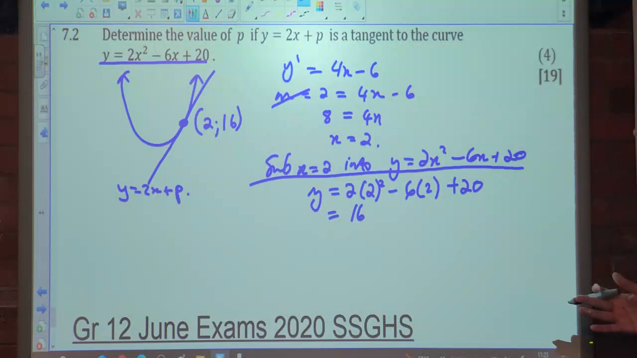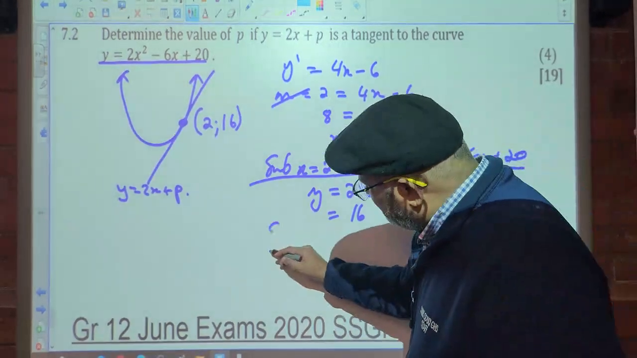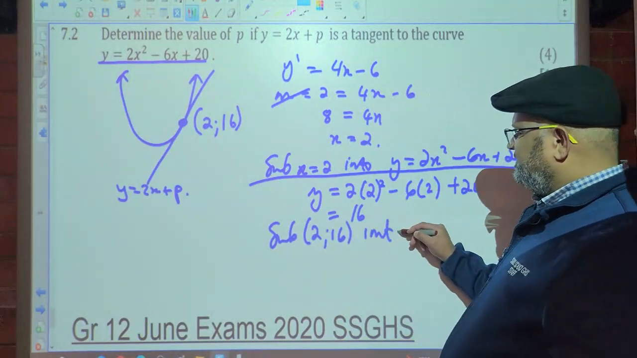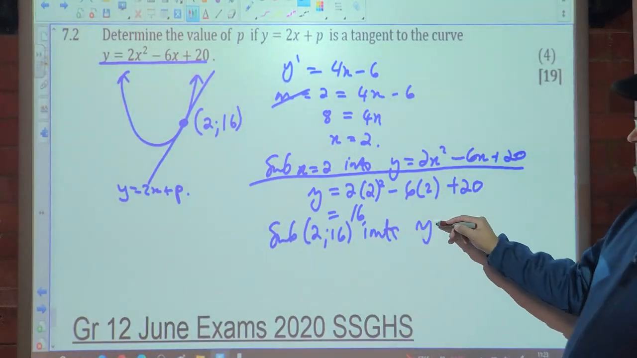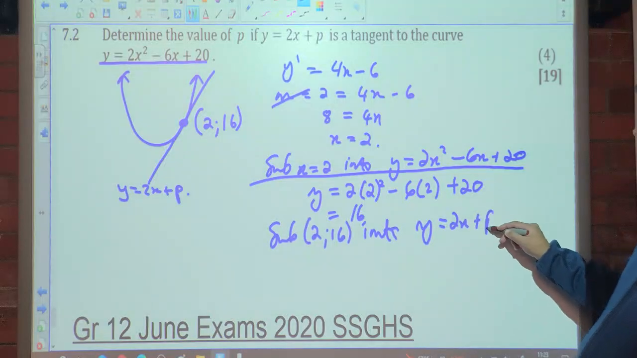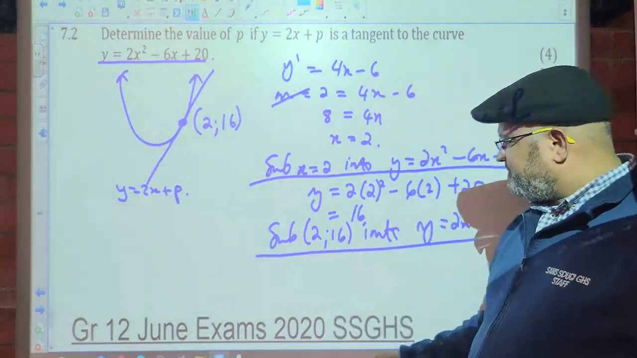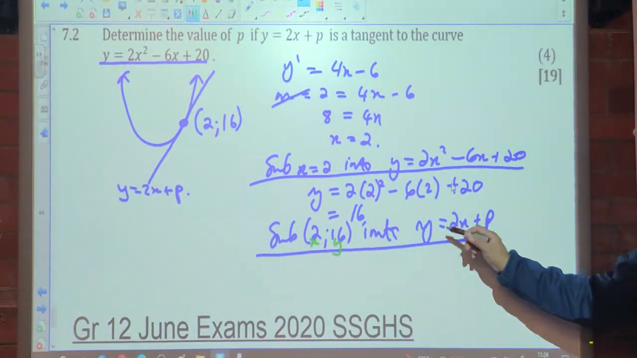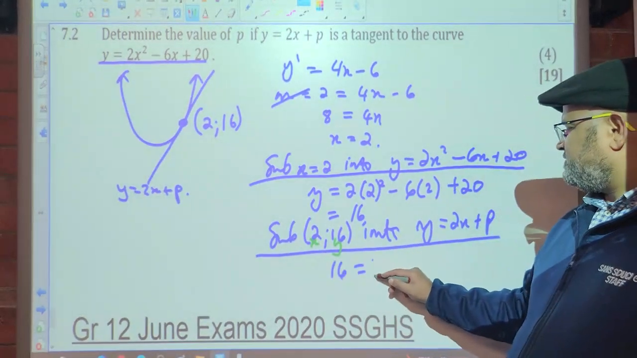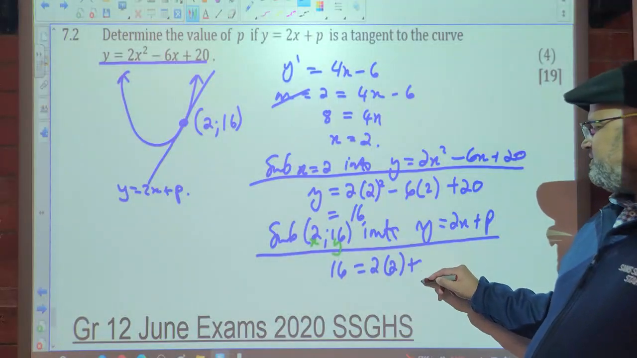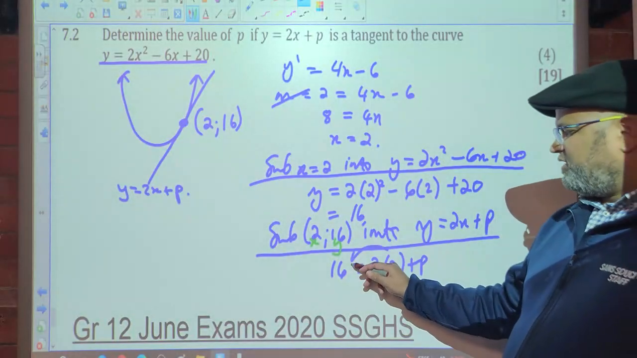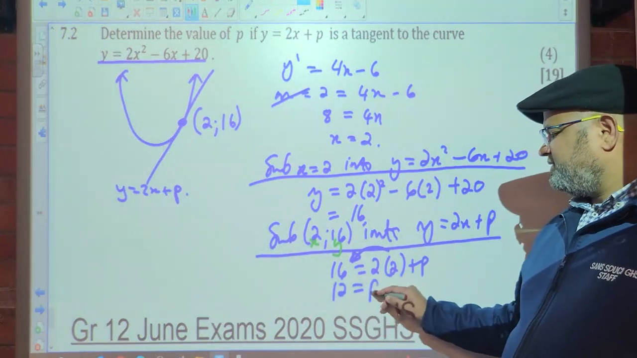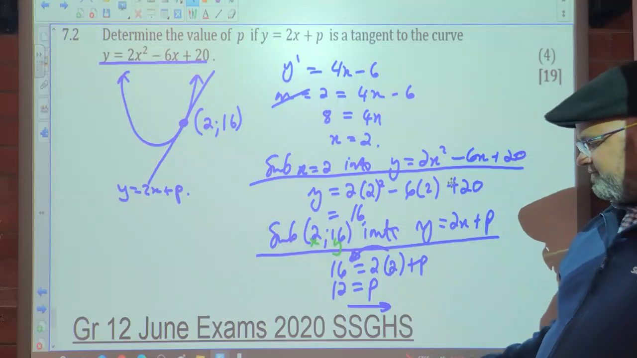Now we can calculate p. What do you want to do now? We're going to substitute 2 and 16 into the tangent equation, which is y is equal to 2x plus p. Remembering, people, that this is an x and a y. So what do we have? 16 is equal to 2 times 2 plus p. That's 4. Take it over the equal sign. So 16 minus 4 is 12. So p is equal to 12.